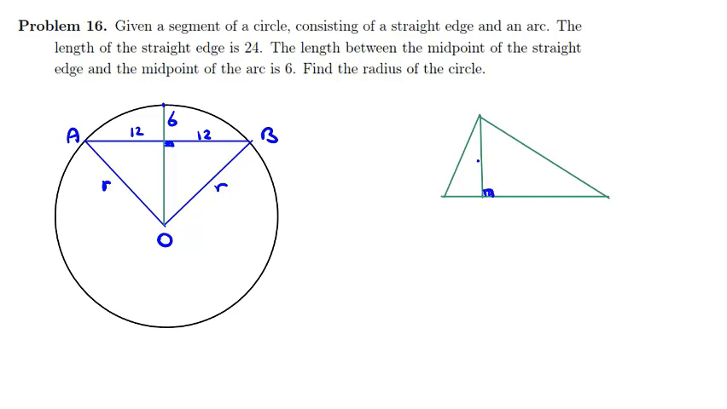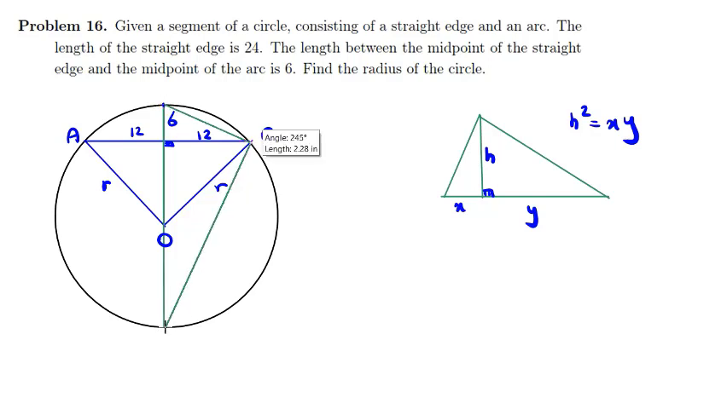One of them is useful here. If you have h, x, y, then h squared equals xy. Now here, if I extend this and draw this one, we know that because it is a diameter, this angle is 90 degrees, like this. It is the altitude, like h.